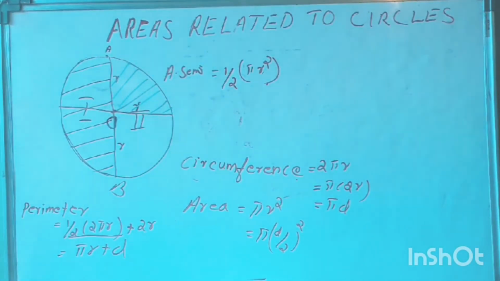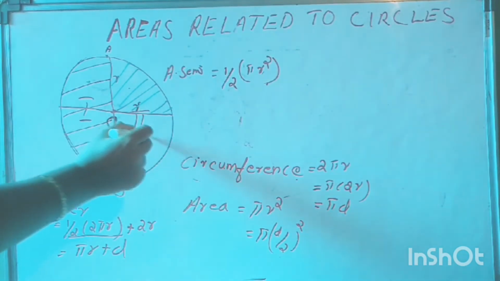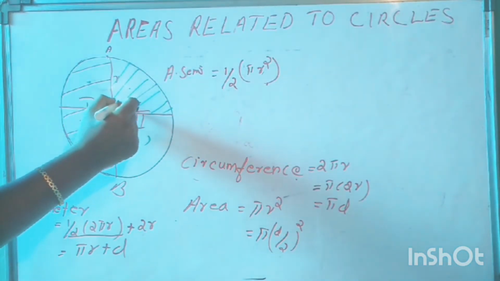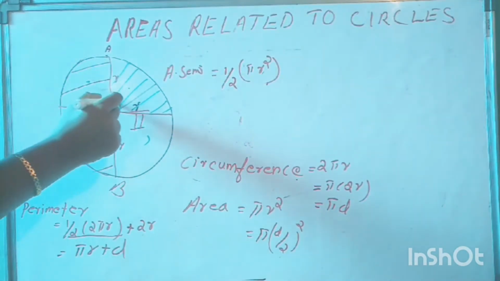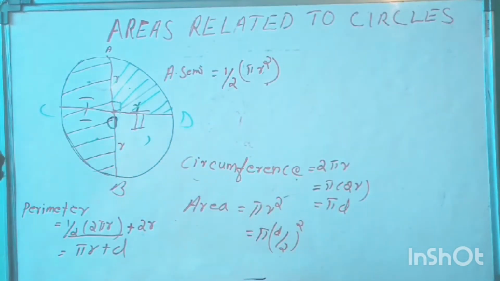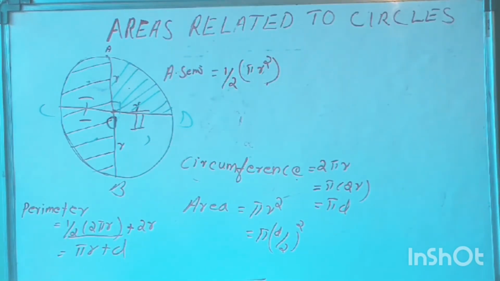So inside a circle we have 4 quadrants, because we can divide the circle into 4 equal parts. This one is the 1st quadrant, this is the 2nd quadrant, this is the 3rd quadrant, and this is the 4th quadrant. Then this angle here is 90 degrees, because AB is a diameter and CD is also a diameter. So the angle subtended by a quadrant is 90 degrees.